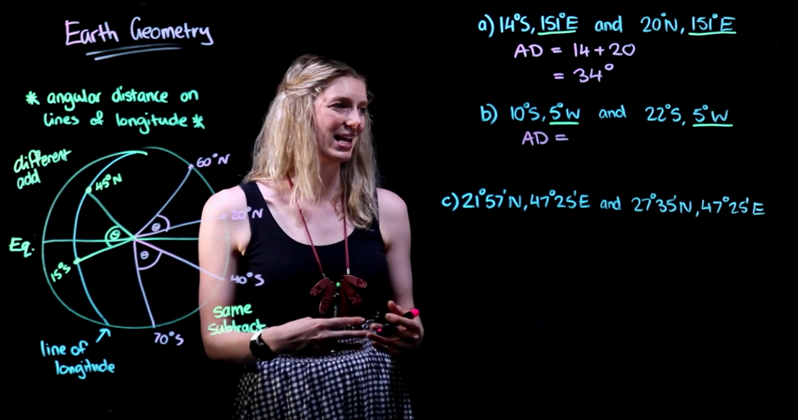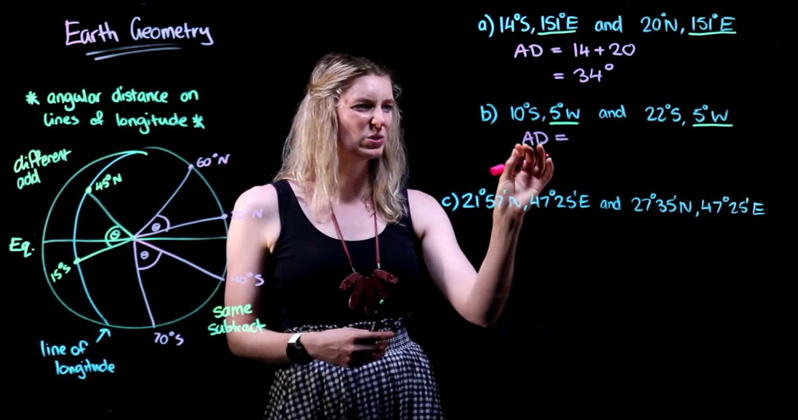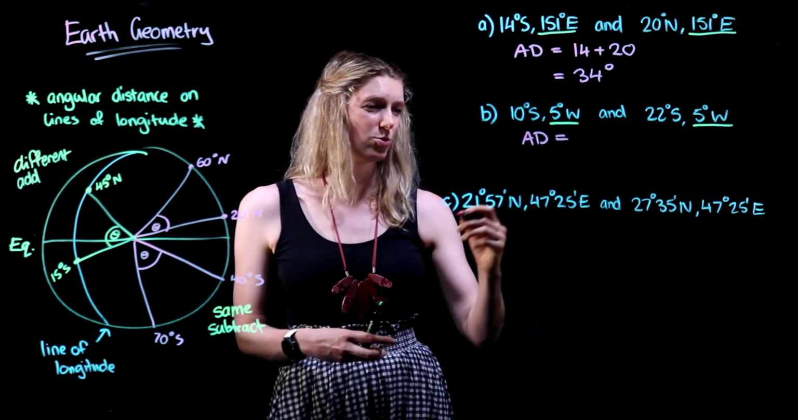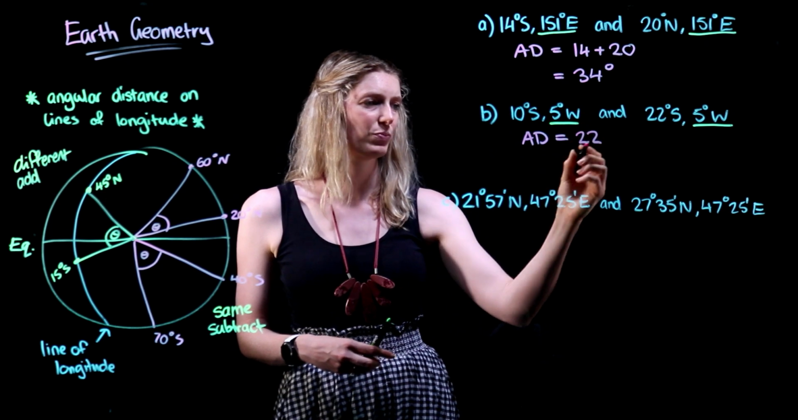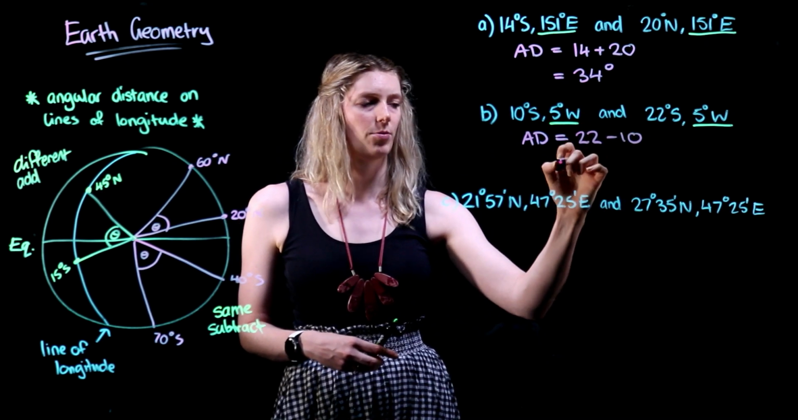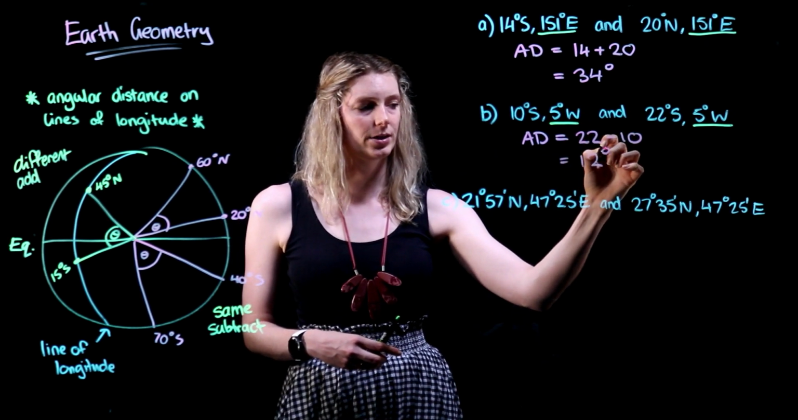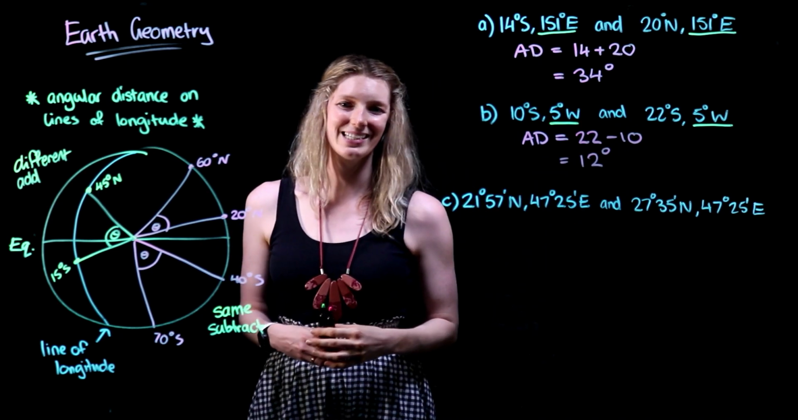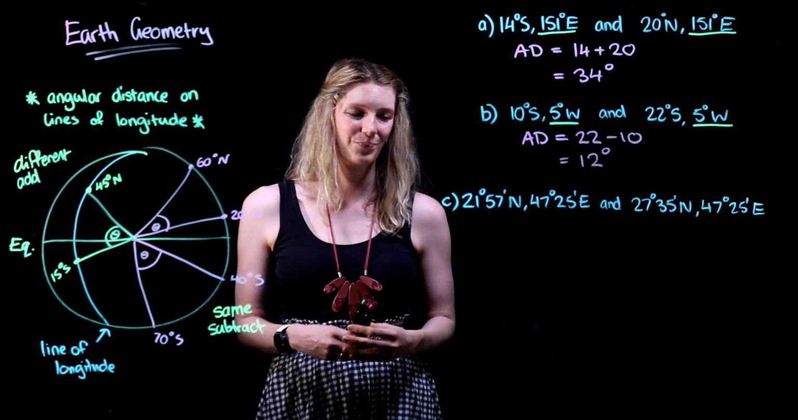We know that same subtract, so all we need to do is identify the larger value of the two, which is 22, and subtract 10 from it. So for these two locations, we have an angular distance of 12 degrees.